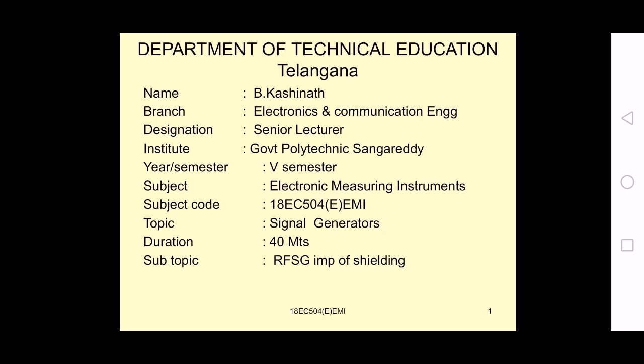Presently, I am teaching the subject of electronic measuring instruments, and it is in third year, fifth semester, and the subject code is 18 EC 504, and it comes under the elective subject, elective of A EMI, and the present topic is signal generators.